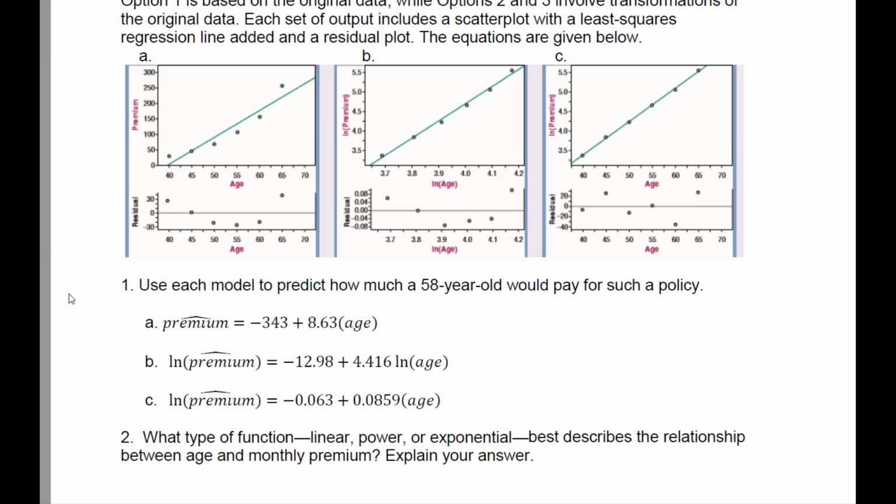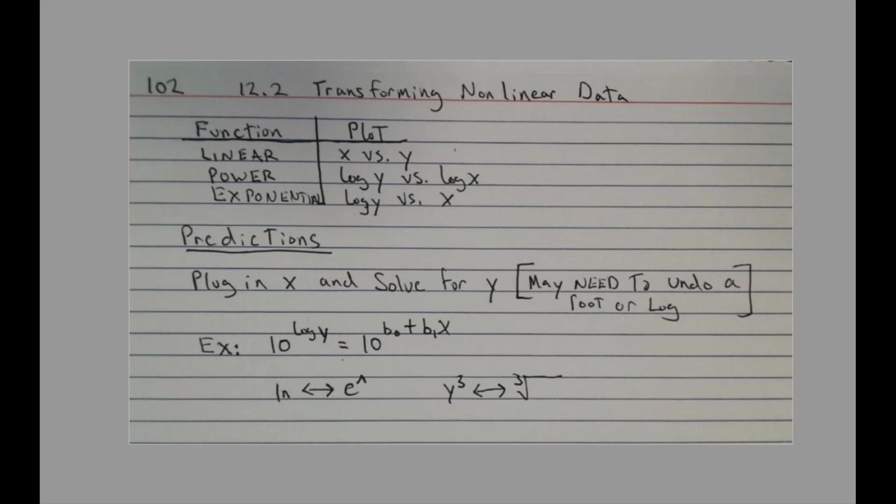And down here on number 1 it says, use each model to predict how much a 58-year-old would pay for such a policy. Okay, so 58-year-old is what we're looking at here. Now with this also, let's go ahead and just label what our A, B, and C data plots are according to these equations they gave us there, okay? So with that, we can look at our big ideas to do that.